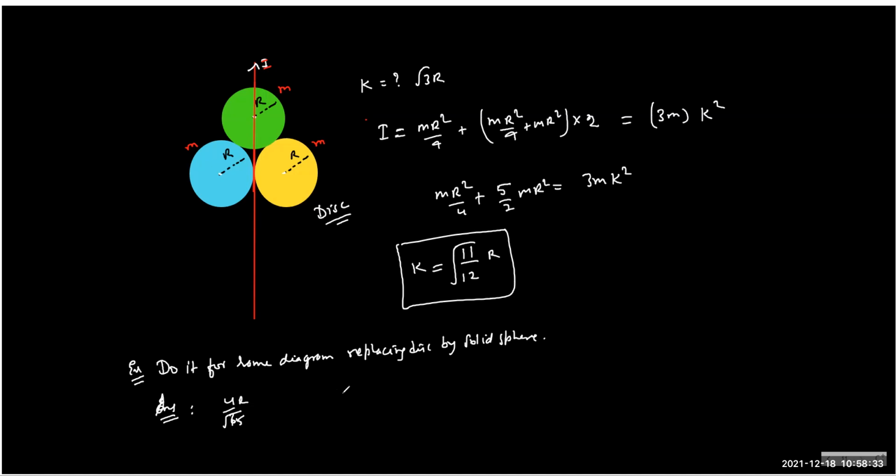Root 15. So I think it's 2 by 5 mr square plus 2 by 5 mr square plus mr square into 2 is 3mr square, right? This is what you did. Yes. So this is 14 by 5, 16 by 5, 16 by 15. So 4 by root 15. Yeah, that's correct. This is the right answer.